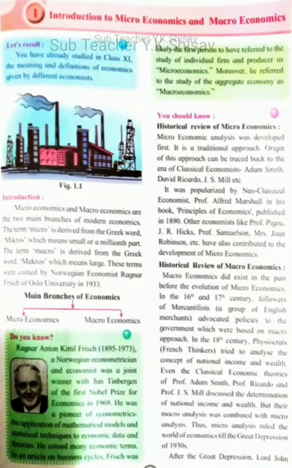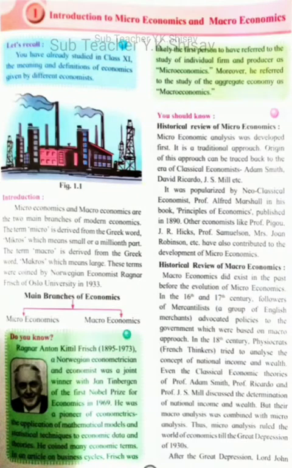Historical review of macroeconomics. Macroeconomics did exist in the past before the evolution of microeconomics. In the 16th and 17th century, followers of mercantilism, that means a group of English merchants, advocated policies to the government which were based on a macro approach. In the 18th century, physiocrats, that means French thinkers, tried to analyze the concept of national income and wealth. Even the classical economic theories of Adam Smith, Ricardo, and J.S. Mill discussed the determination of national income and wealth, but their macro analysis was combined with microanalysis.